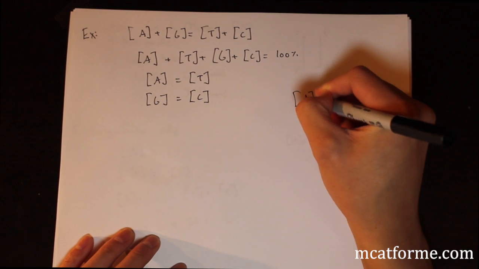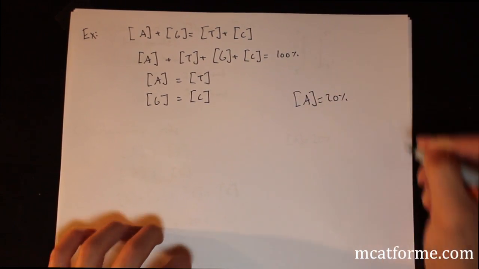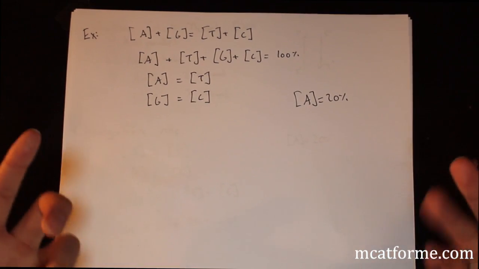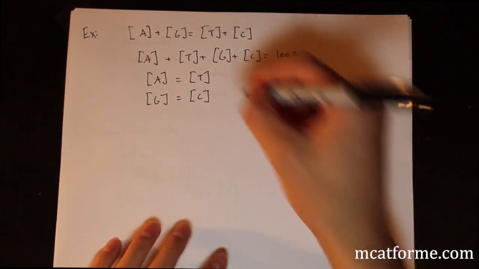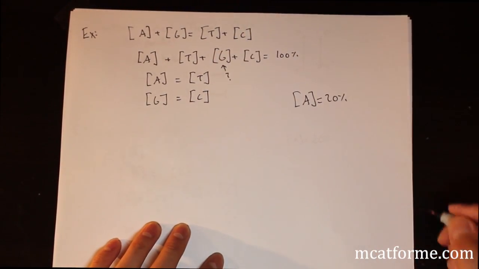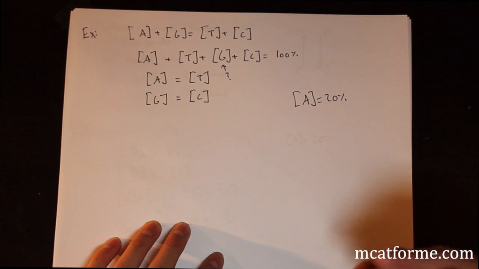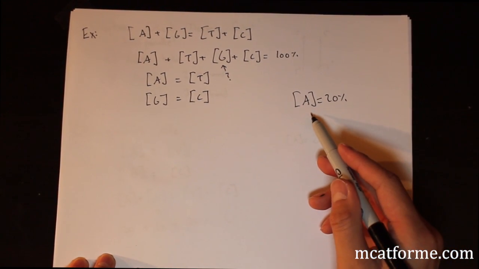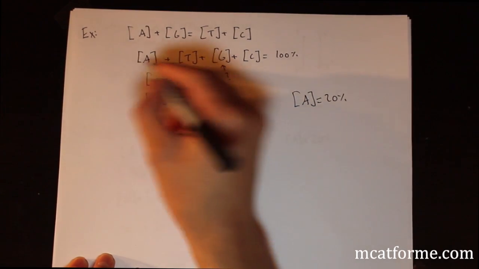one of them. So let's say they gave that A was 20%. Then they may ask us, what is the percentage of something else? So what is the percentage of G or C? So let's just say, what is the percentage of G, the concentration of G? Well, we could figure this out, okay? So we know that A is 20, so let's plug it into this equation here.